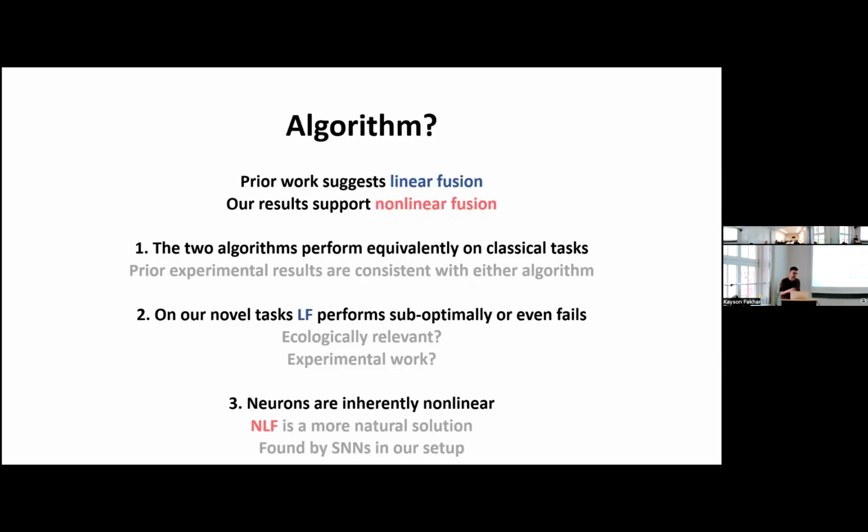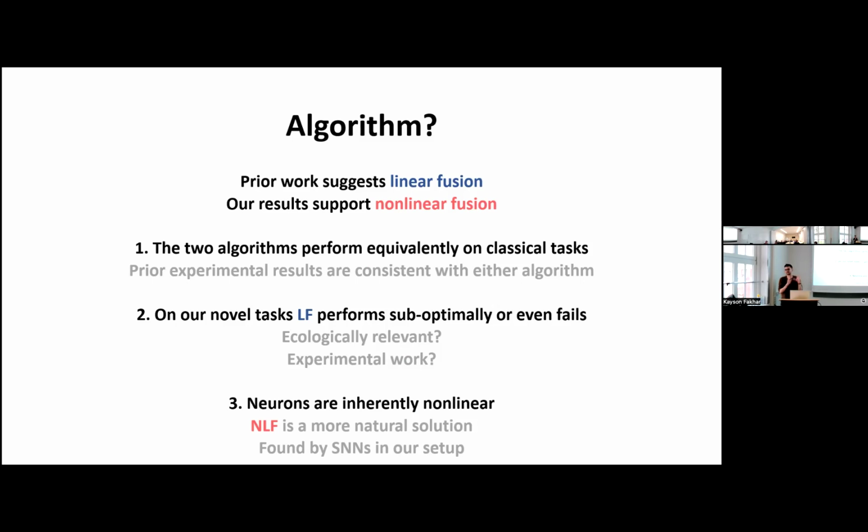So just before I move on to the second part of the talk, just to summarize, the question I raised was, what algorithm best describes multisensory processing in biological systems? Previous experimental work suggests that linear fusion is a good description, whereas our results support the idea that nonlinear fusion could be a better description.